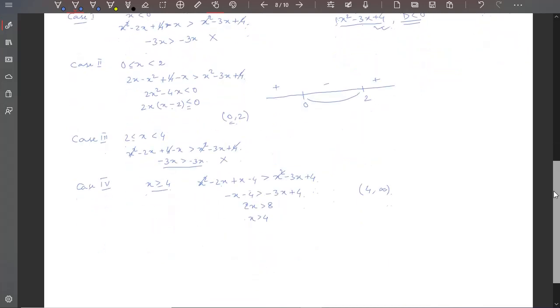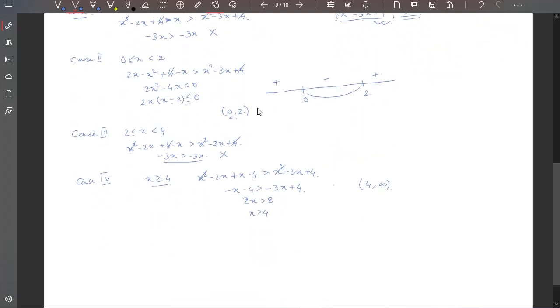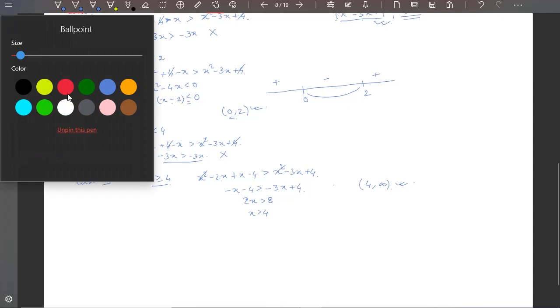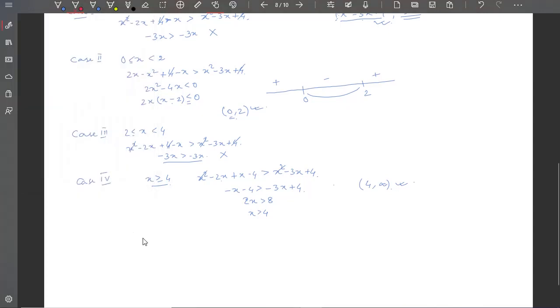Combined solution is, in this case we get 0 to 2 and in this case we get 4 to infinity. The total solution is 0 to 2 union 4 to infinity. I hope you understood.